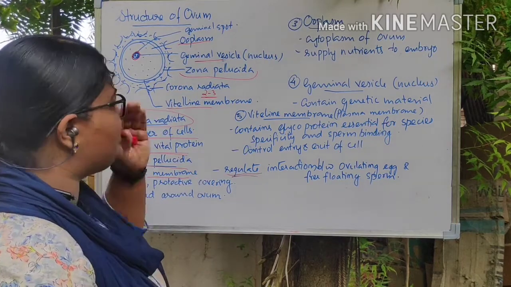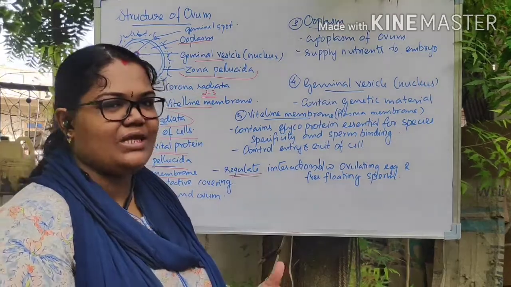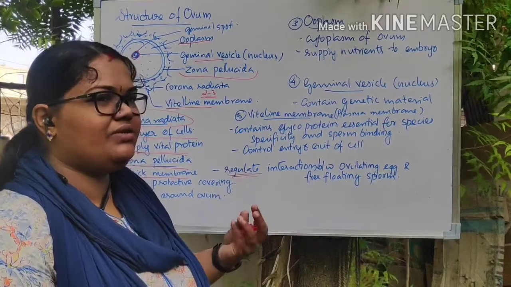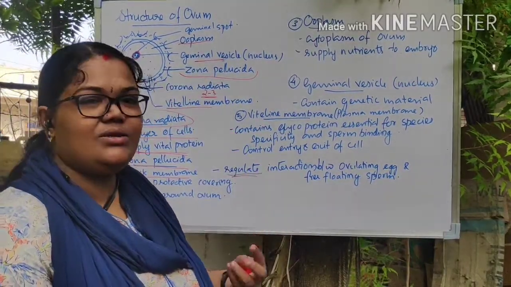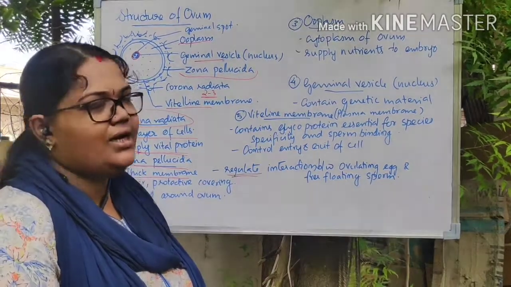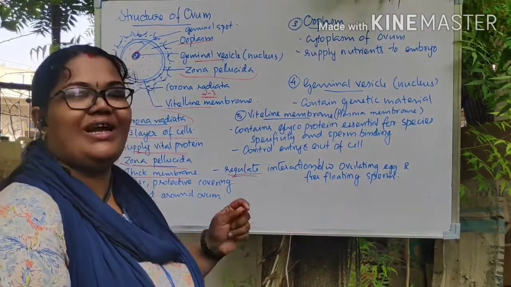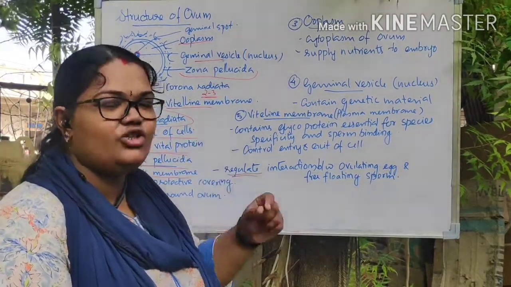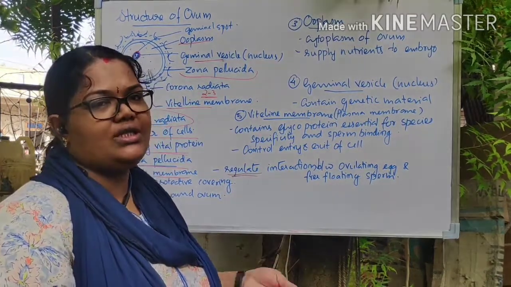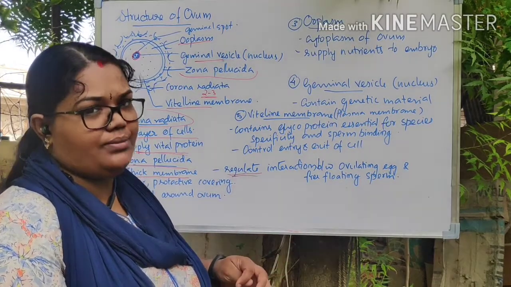Next, going inside, is the plasma membrane or the vitelline membrane. Here the plasma membrane contains a lot of essential glycoprotein, which is important for sperm binding and also for species specificity. So the vitelline membrane is rich in glycoprotein. The plasma membrane of the ovum also controls entry and exit.